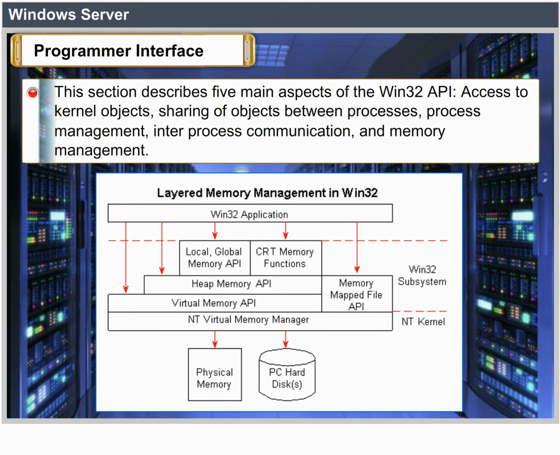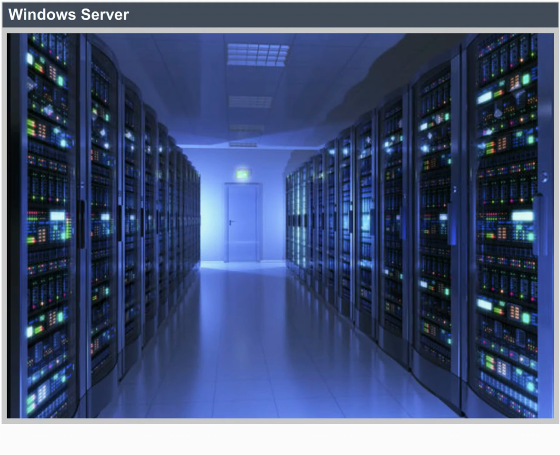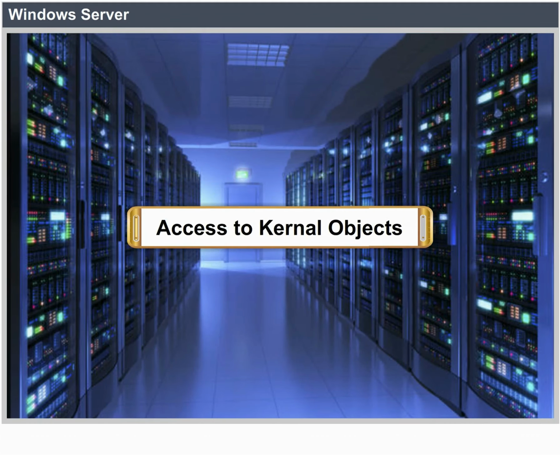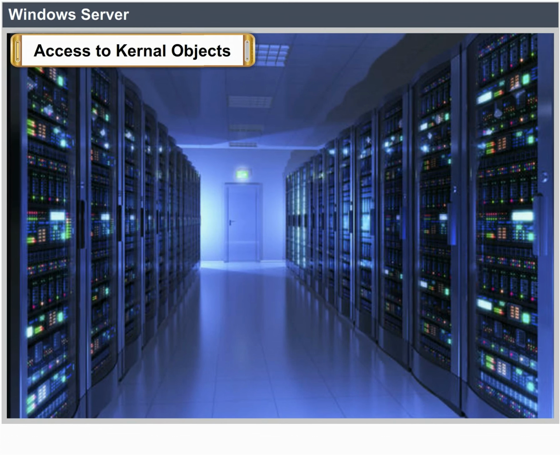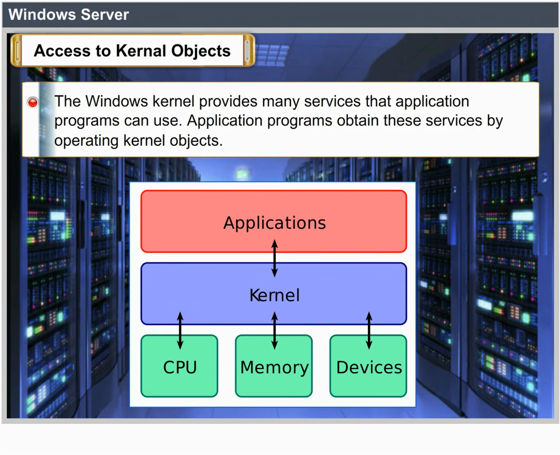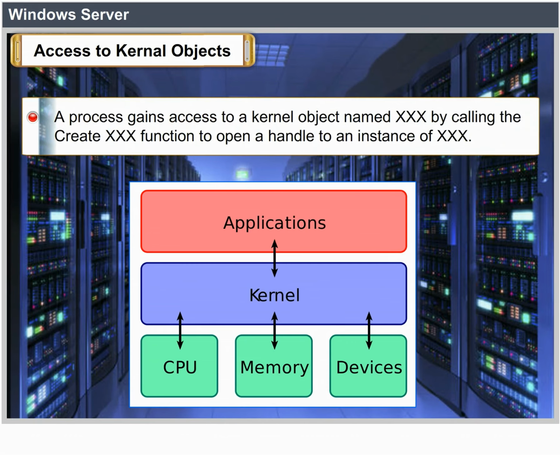Access to kernel objects. The Windows kernel provides many services that application programs can use. Application programs obtain these services by manipulating kernel objects. A process gains access to a kernel object named XXX by calling the CreateXXX function to open a handle to an instance of XXX. This handle is unique to the process.